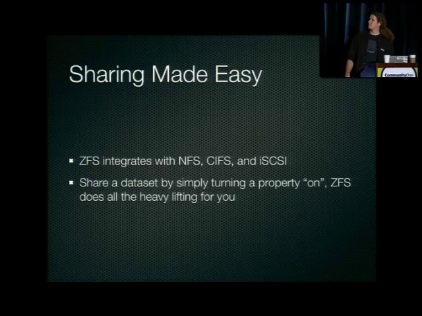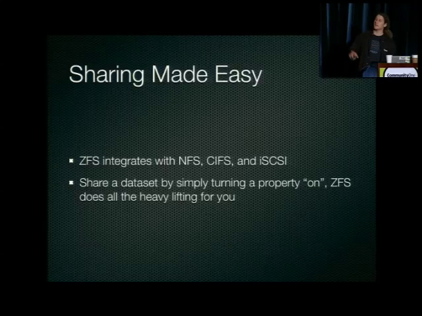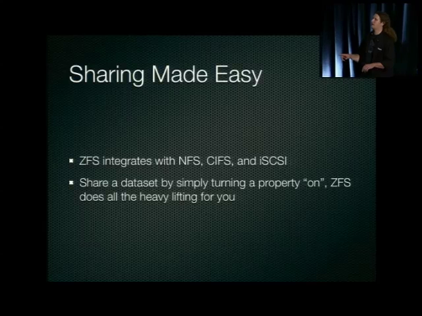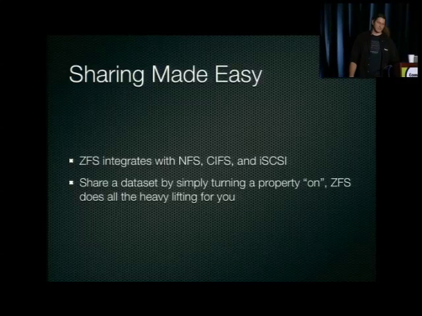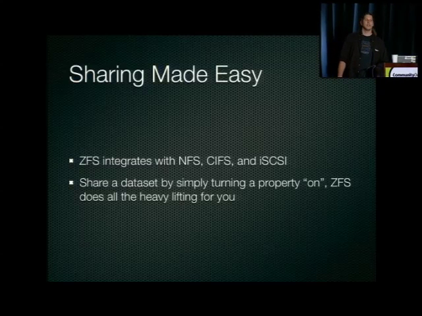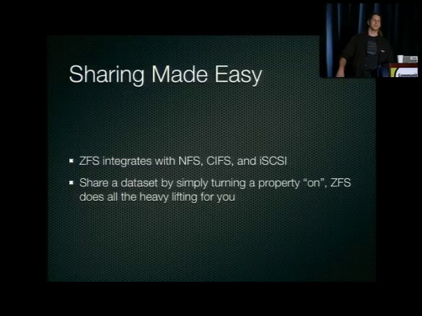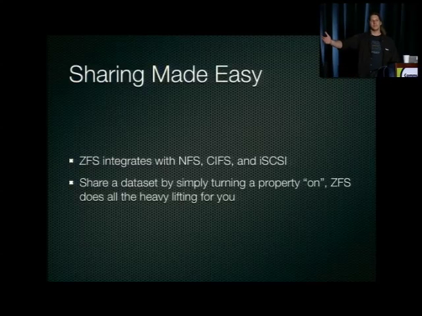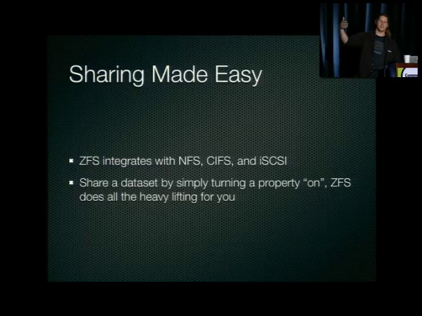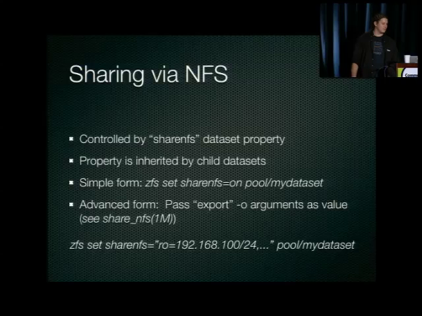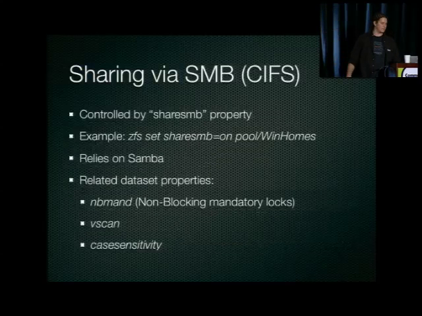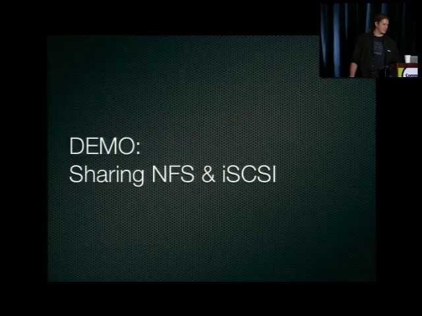Now, this section I'm going to move through very quickly because I talked about it yesterday. But the short version is that we have SMB, NFS, and iSCSI hooks in ZFS on each of the datasets. You simply turn the parameter on, and the right thing happens, assuming that the right server, the NFS server, the iSCSI target daemon implementation, and the SMB server are actually installed. So you just turn it on, and it works. And I'm not doing a demo.